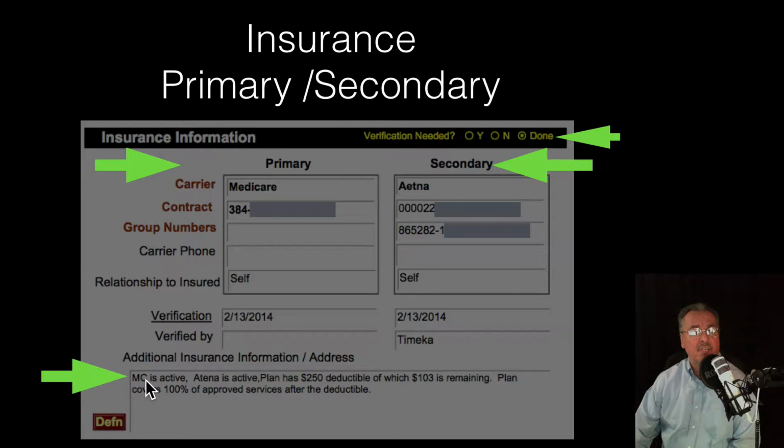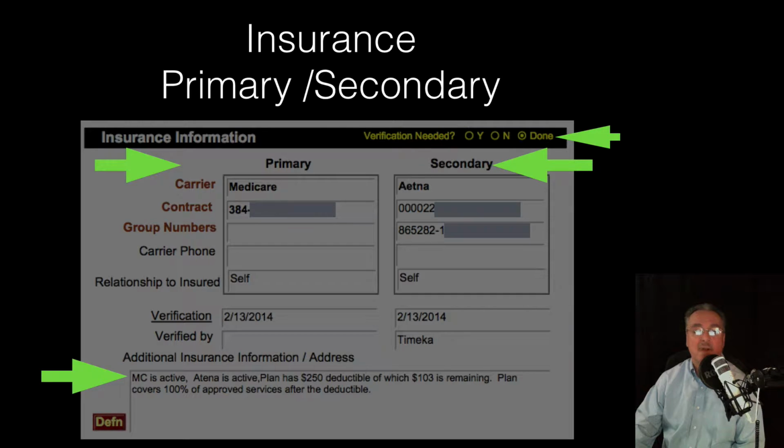Additionally, you'll see that there's some notes, some additional insurance information. Medicare, it says down here, Medicare is active. Aetna, which is spelled wrong here, is active. The Aetna plan has a $250 deductible, of which there is $103 remaining. The plan covers 100% of approved services after the deductible is met. Additionally, we have a little area up here in yellow that talks about, is verification needed? And you would check it yes if you wanted it to be, no if it's not, which would be very rare. And in this case, it was done.